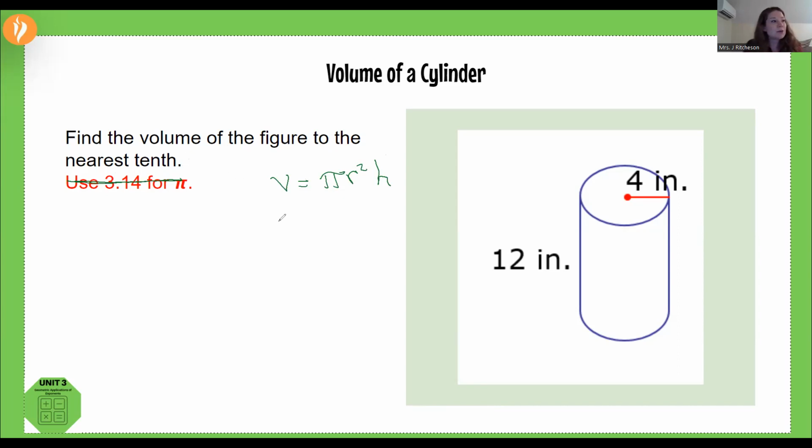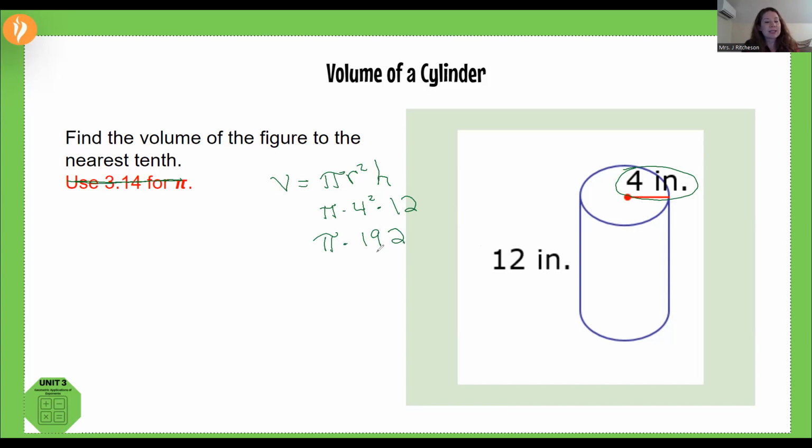So if we were leaving in terms of pi, we're going to use that symbol. We're going to multiply by our radius squared. Remember, our radius is half the length across the circle. So 4 squared, we would multiply 4 squared times our height of our cylinder, which is 12. All right, so since we're leaving in terms of pi, I'm going to use that symbol. I'm going to multiply 4 squared, which is 16. And 16 times 12 is 192.